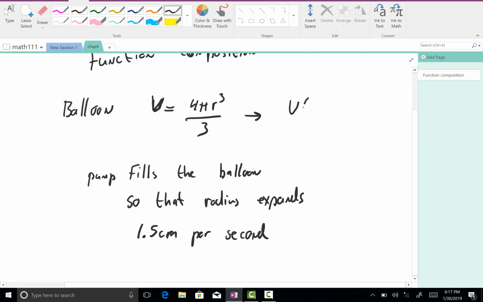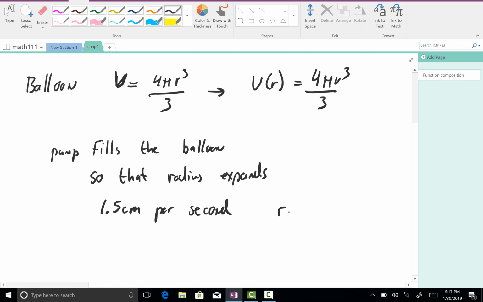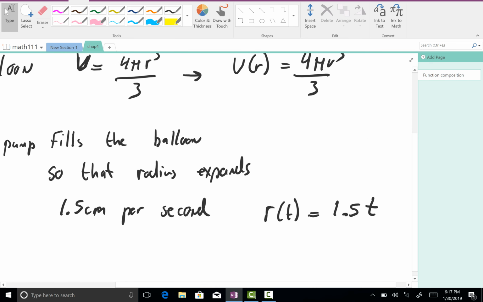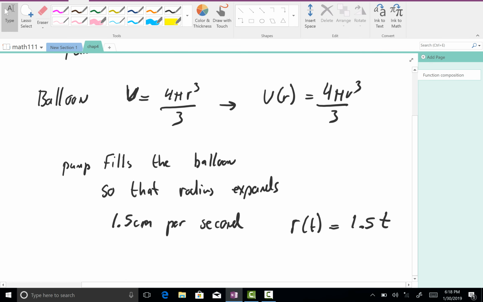So what we have here is a volume of a balloon, which would be V of r. That's a function. We can write it as a function, 4 pi r cubed divided by 3. And then we have this radius, which is increasing, we'll call it r of t, which is increasing by 1.5 centimeters per second. Does all that kind of make sense so far? Okay. So, this is an r here. I didn't write it out very well.